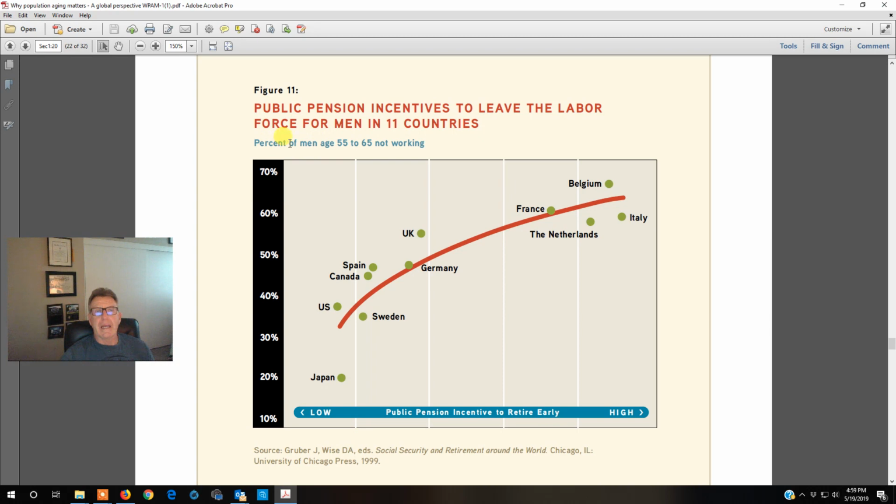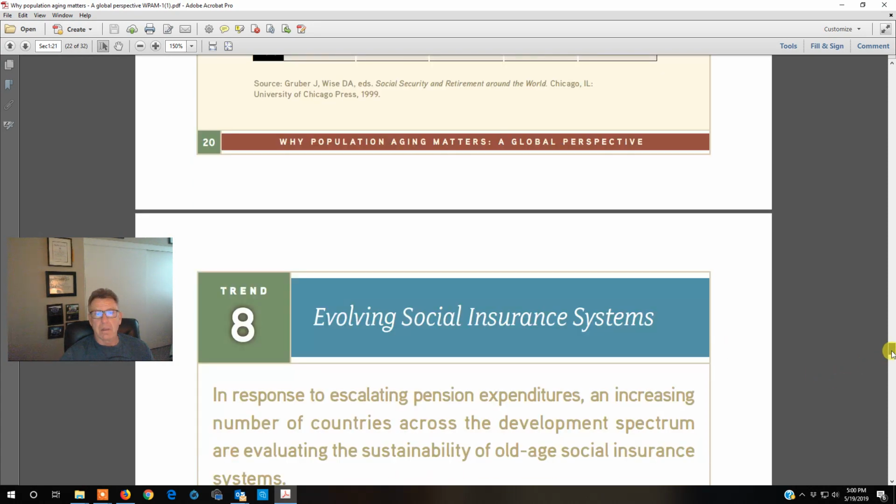So we're looking at the percentage of men 55 to 65 not working, and that's what this scale is right here. We see that France, Belgium, Italy, and the Netherlands are burdened now financially, in terms of the government paying for these individuals that were incentivized to leave the workforce, whereas there is very limited incentive in Japan and in the US, and it's actually declining more and more.